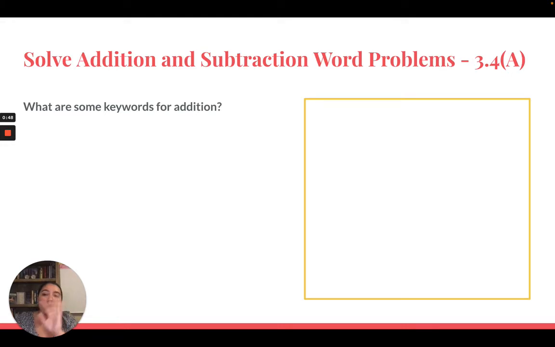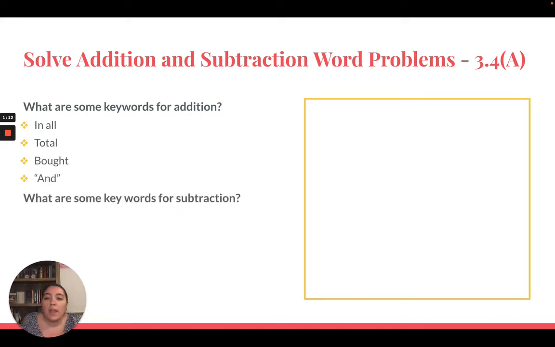We have to think about what some key words for addition are. I want you to just think for a moment. When I see this word in a problem, that tells me I'm going to be adding. Get them in your head. Some that you might see are in all, total, and bought. With bought, I went to buy something, so I went and purchased this. That could be it.